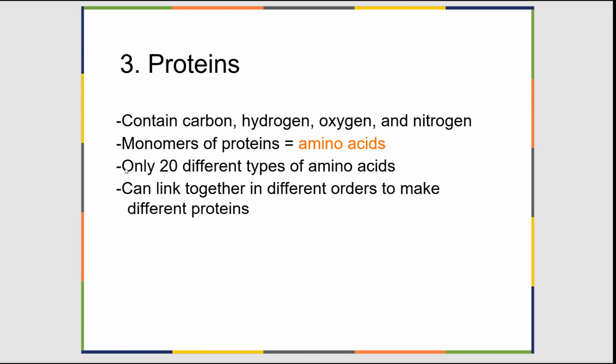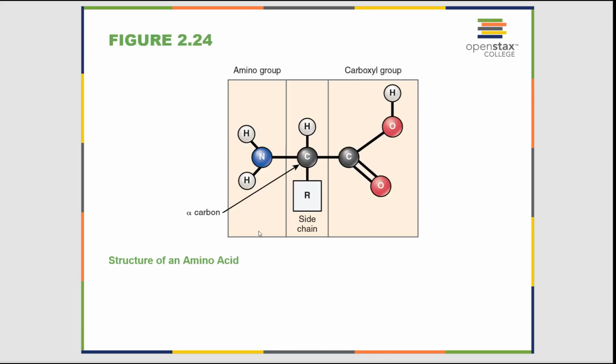Okay, I am not going to ask you to memorize all 20 different amino acids. That's just ridiculous. Okay, but you need to understand that a protein is made up of monomers of amino acids. Okay, these amino acids can link together in many, many different orders to make all kinds of different proteins. That's the big thing you need to know.